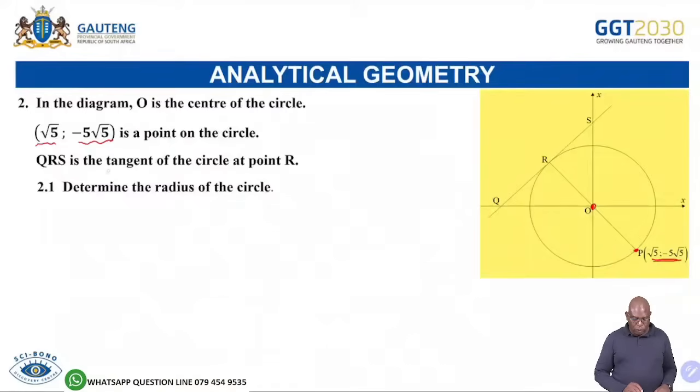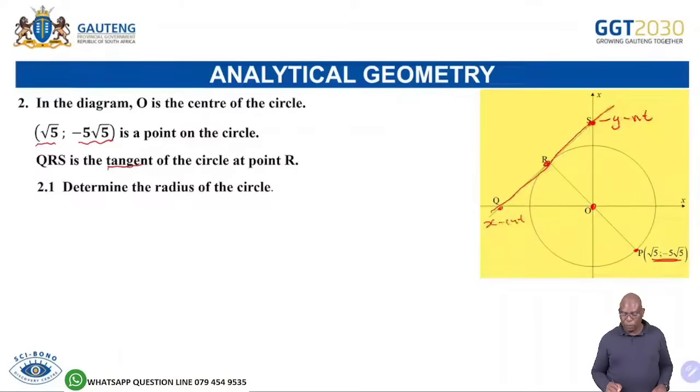We are told that QRS is a tangent. You must know what a tangent is. There's the line, this is the tangent. It's touching the circle at only one point there, so it is a tangent for sure. What is this? This is the y-intercept of that line. This is the x-intercept of that line. Right. Now this is point P.